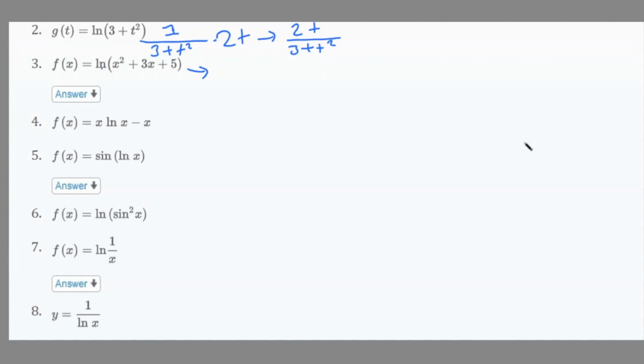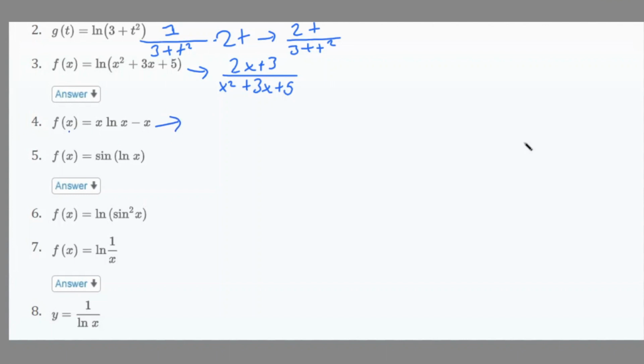Now number 3 is f of x is ln of x squared plus 3x plus 5. We're going to set up our fraction real quick. Let's find the derivative of the inside, which is going to be 2x plus 3. And then for the bottom, we'll just rewrite whatever's inside, which is going to be x squared plus 3x plus 5. And that is your final answer. Of course, you don't have to simplify any further. If you could, that's fine, but in this case, we can't.